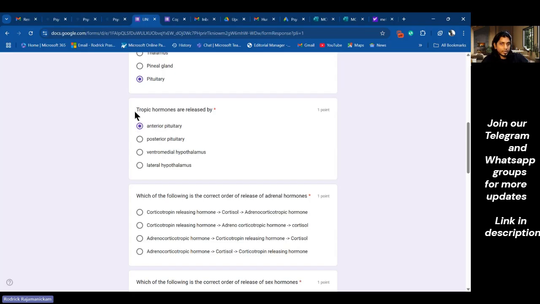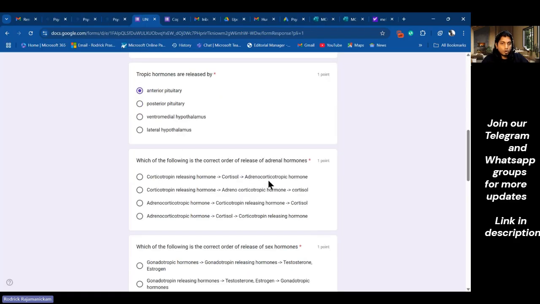So that is how it acts. Tropic hormones are triggered in the anterior pituitary. Now when we talk particularly about adrenal hormones, what is the correct order? We'll have releasing hormones, tropic hormones, and the adrenal hormone. The adrenal hormone is cortisol, so it should be at the end.